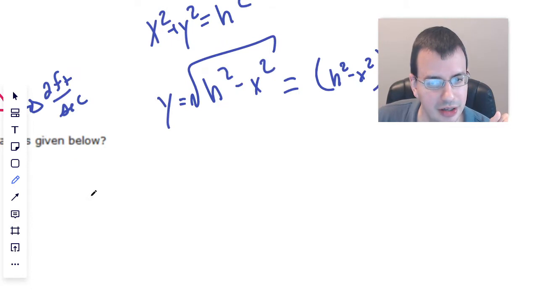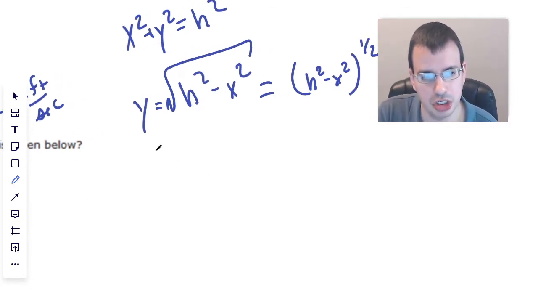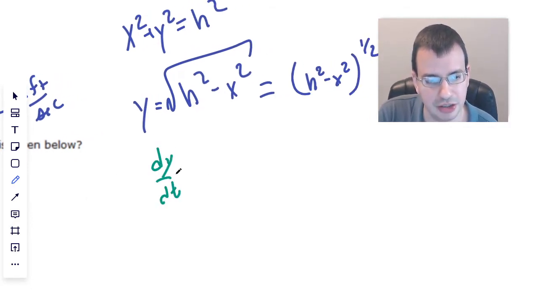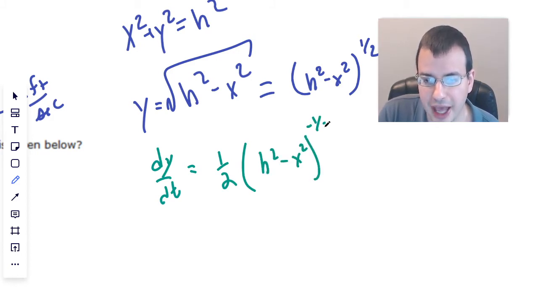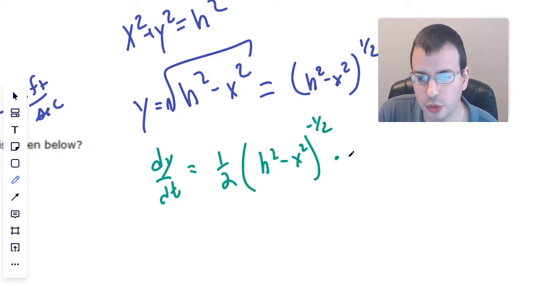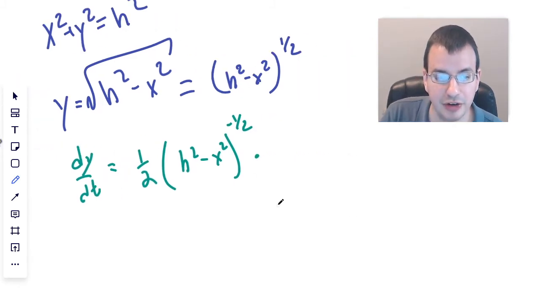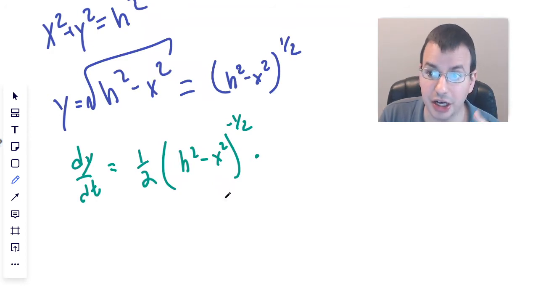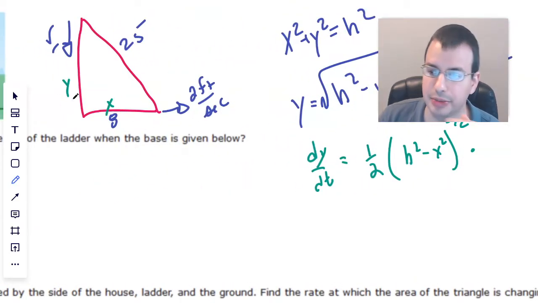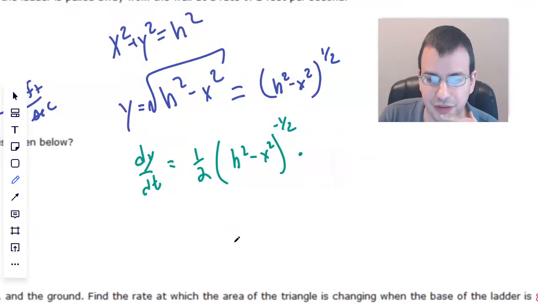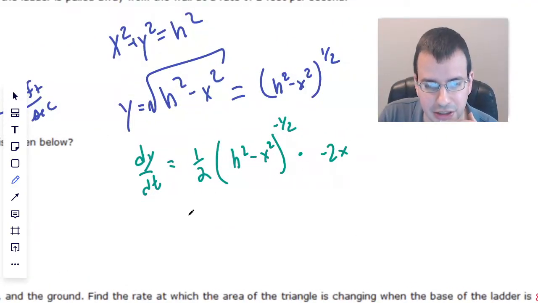So switching over to green, just showing a change in train of thought. Take the derivative of both sides. Derivative of y with respect to t is dy/dt. And that will be, we'll use the power rule here to get 1/2 times h squared minus x squared to the negative 1/2. And then we do the chain rule as well, which gives us the derivative of h squared minus x squared. H is the hypotenuse, which is constant, 25. But x, this is going to be x, that's going to be y. We'll take the derivative of that, which will be negative 2x.